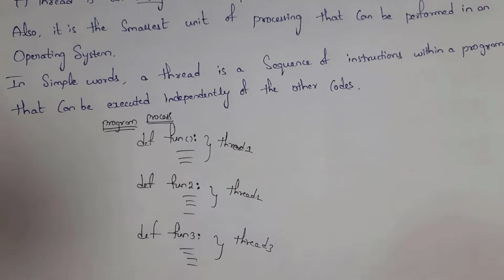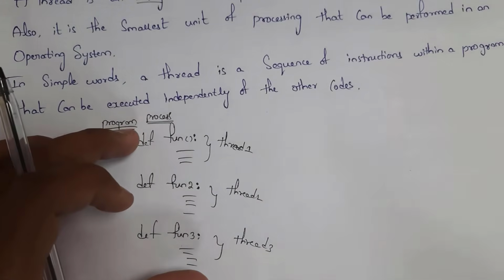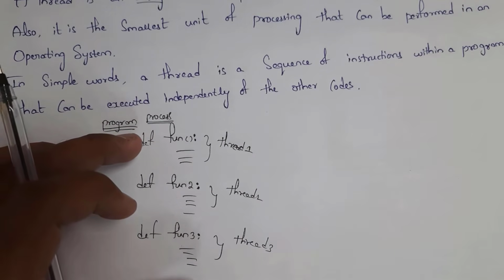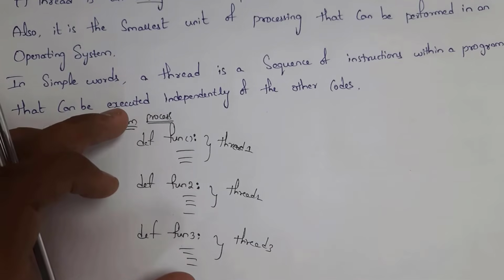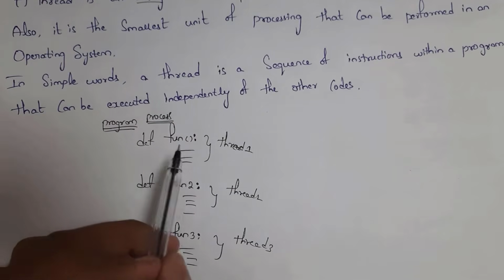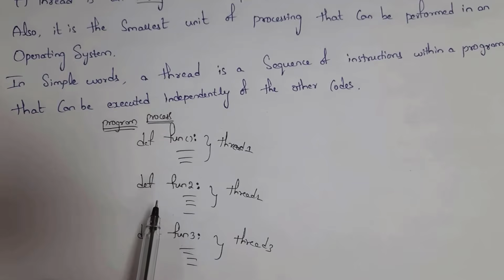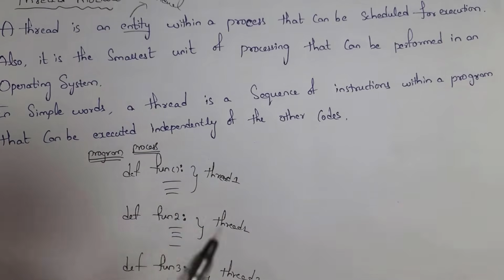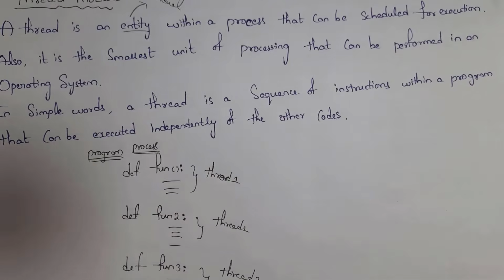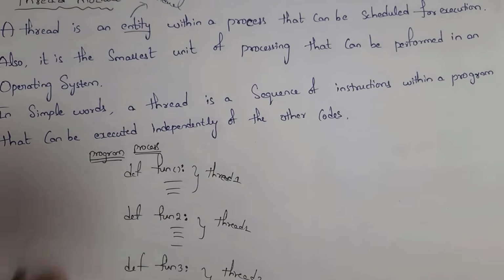A program which is being executed is known as a process. Inside a process, there can be a single thread or multiple threads. In this program, there are a total of 3 functions. This function is executed by thread 1, this function is executed by thread 2, and similarly this function is executed by thread 3. So a thread is an individual thing within a process that can be scheduled for execution.